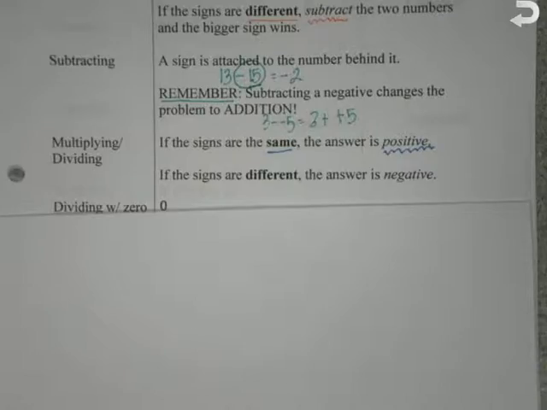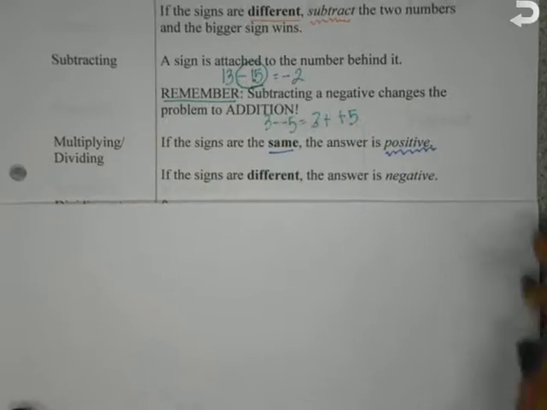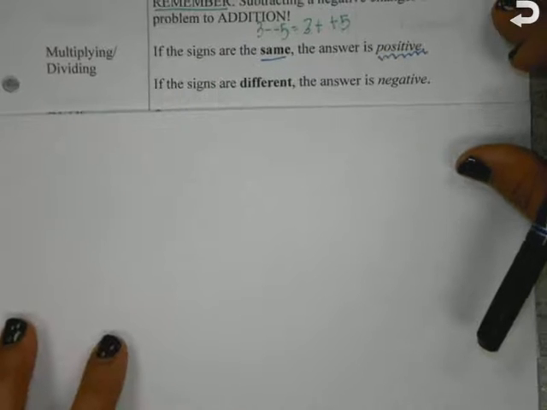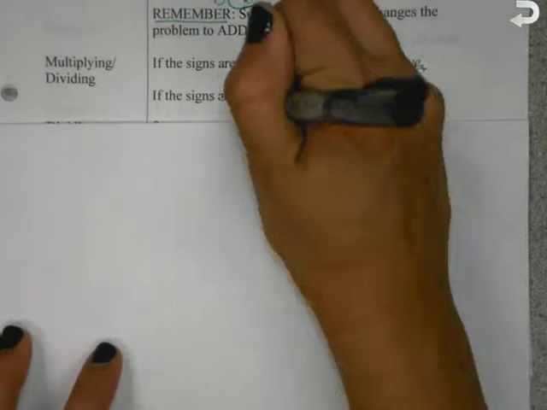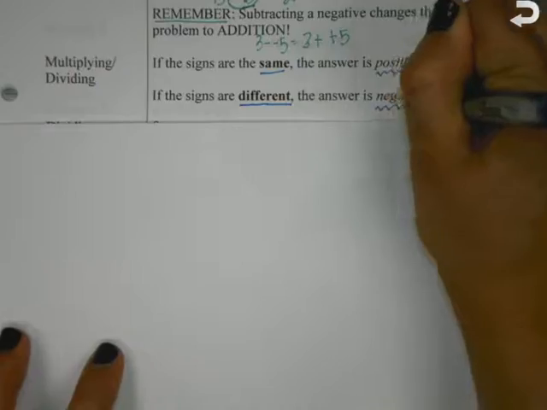What about if the signs are different? If the signs are different, your answer will always be negative. So a positive times a negative is a negative.